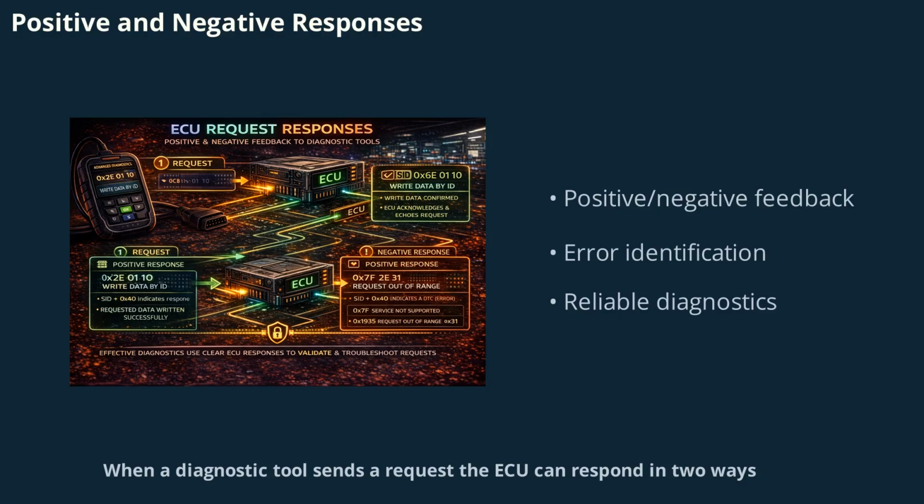The ECU can respond in two ways: with a positive response confirming the requested action, or with a negative response, indicating an error or unsupported function. Positive responses typically echo the requested service with additional data, while negative responses include a code explaining the issue. This feedback mechanism is essential for reliable diagnostics, ensuring that technicians can quickly identify and address problems.